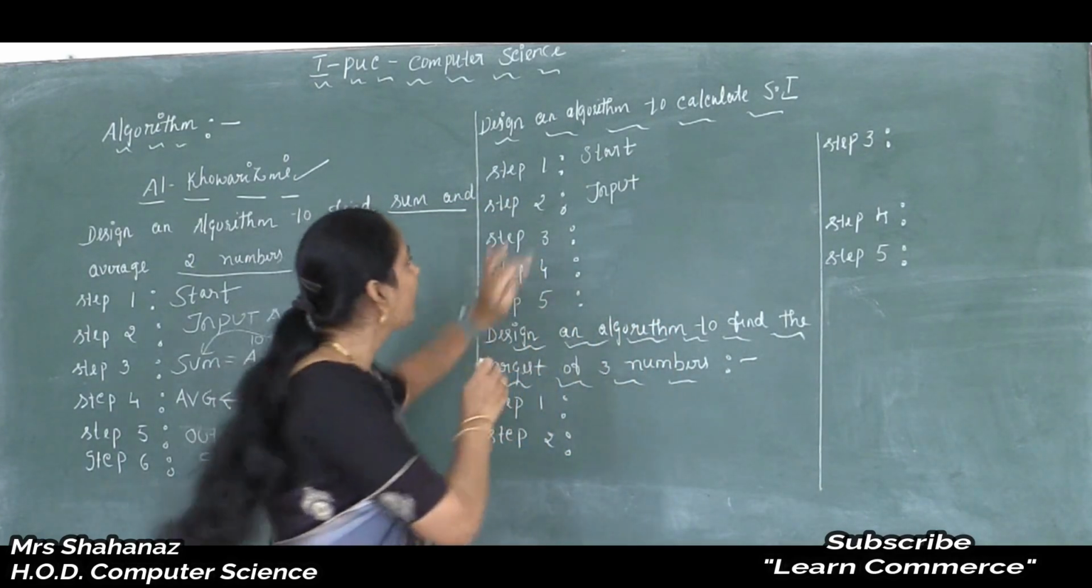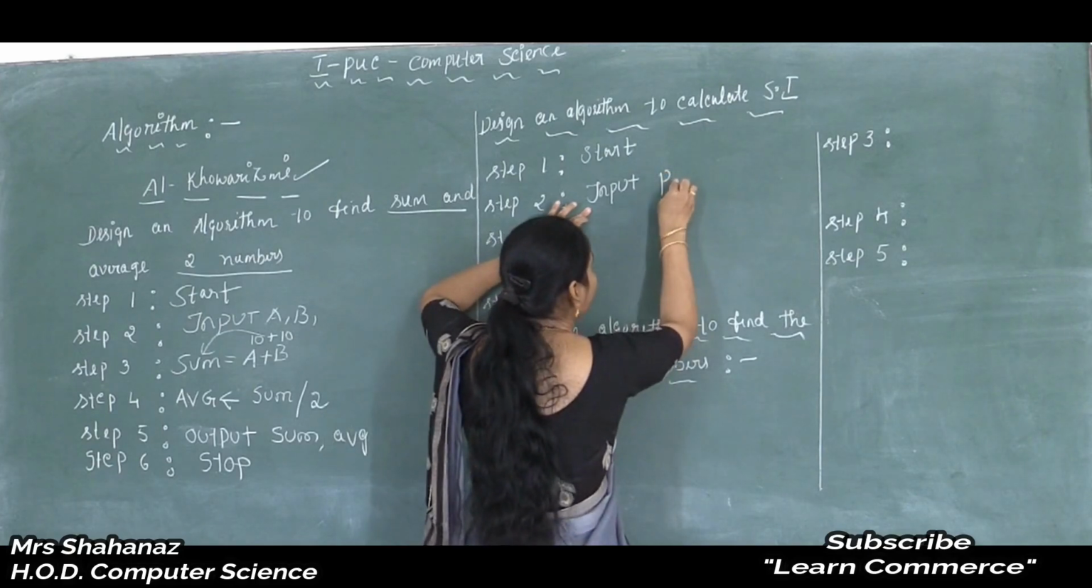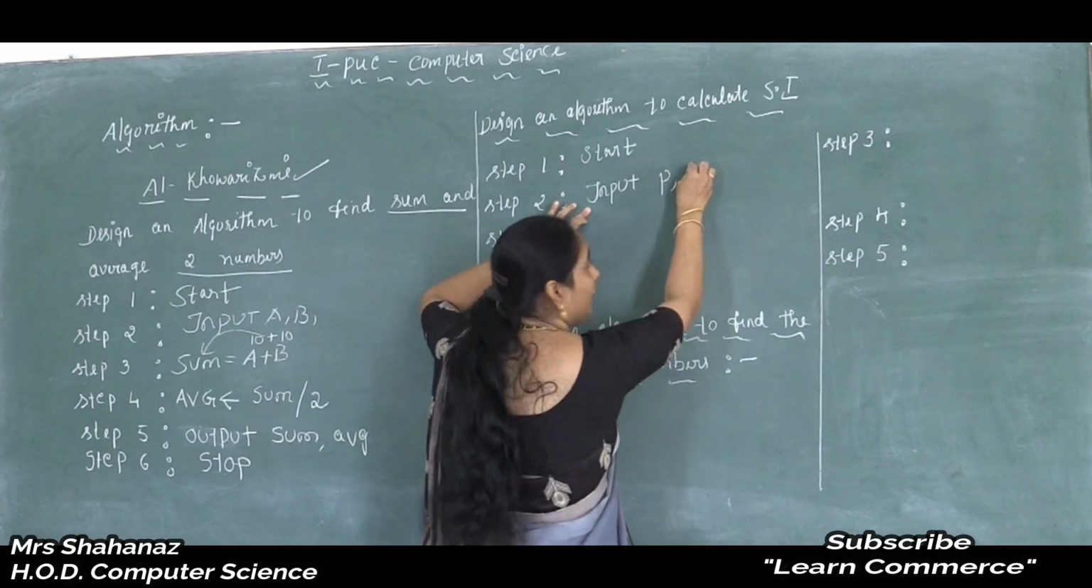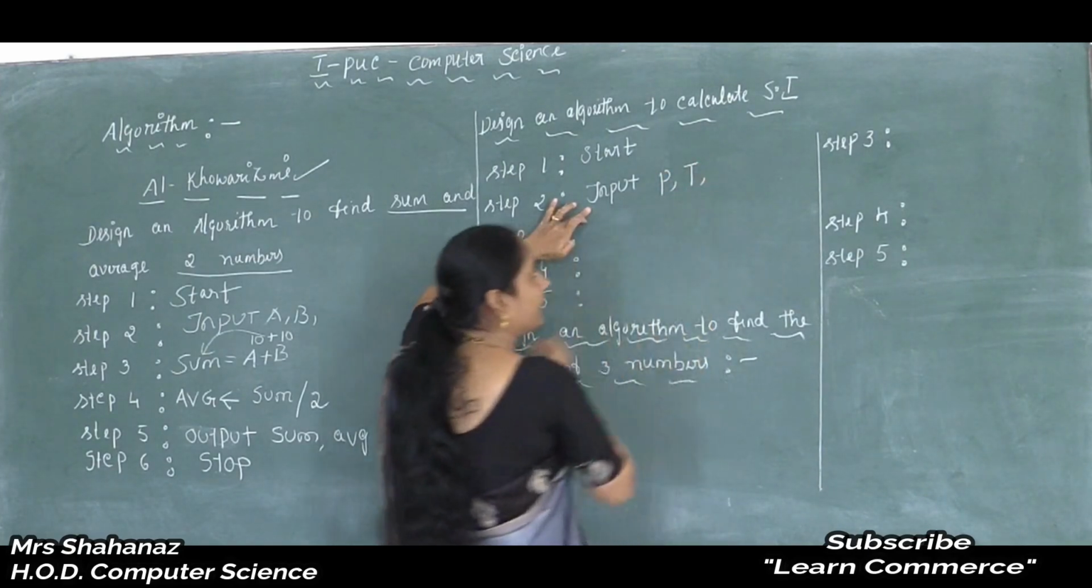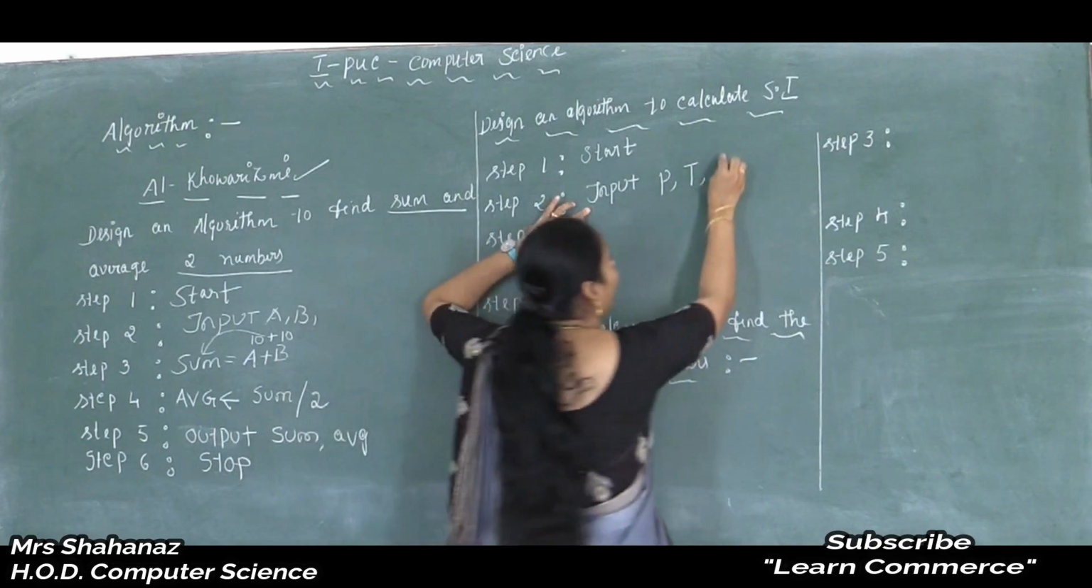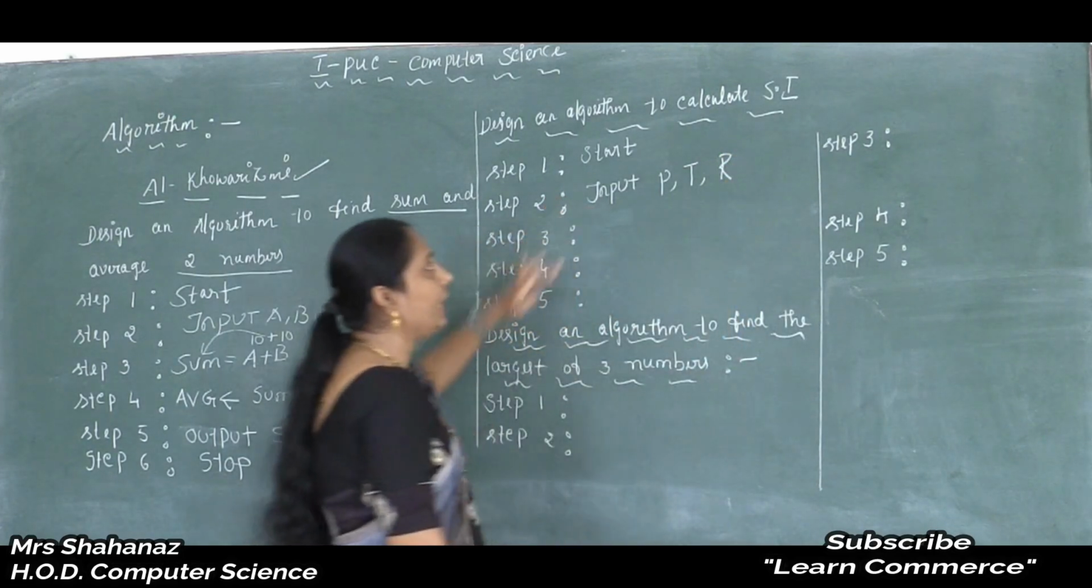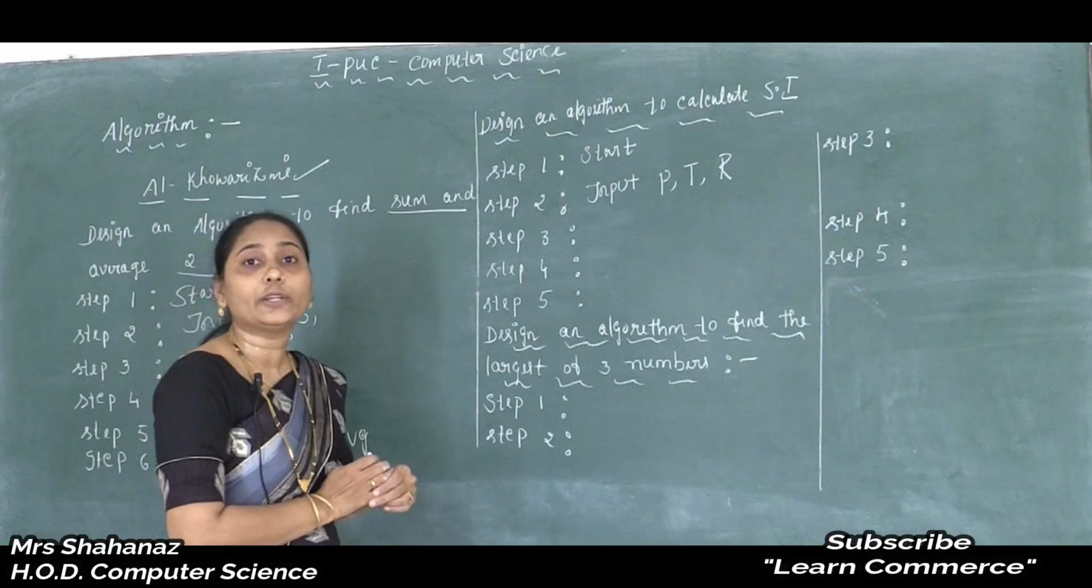So clear this point. The input variables are principal, time and rate here. The first one is P. The P is called the principal. Next one is T. The T is called the time, and also I need the R. The R is equal to the rate of interest.